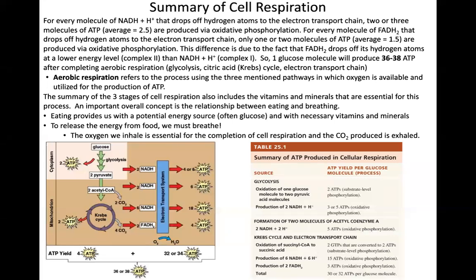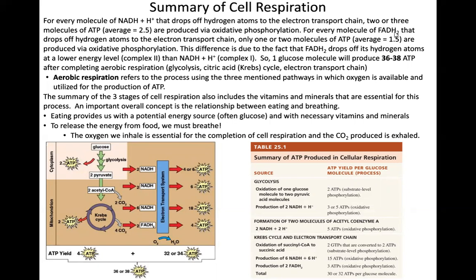For every molecule of NADH plus H plus that drops off hydrogen atoms to the electron transport chain, 2 or 3 molecules of ATP, or an average of 2.5, are produced via oxidative phosphorylation. For every molecule of FADH2 that drops its hydrogens off at the electron transport chain, only 1 or 2 molecules of ATP are formed, which is an average of 1.5.